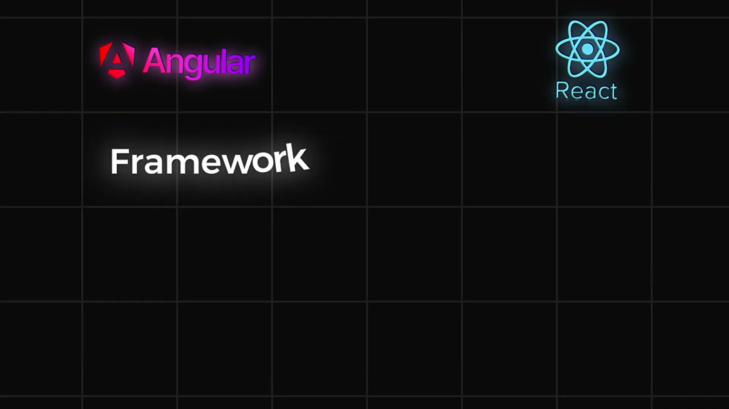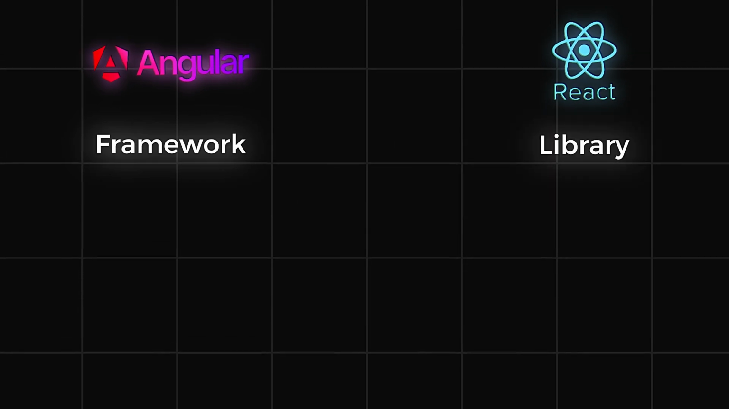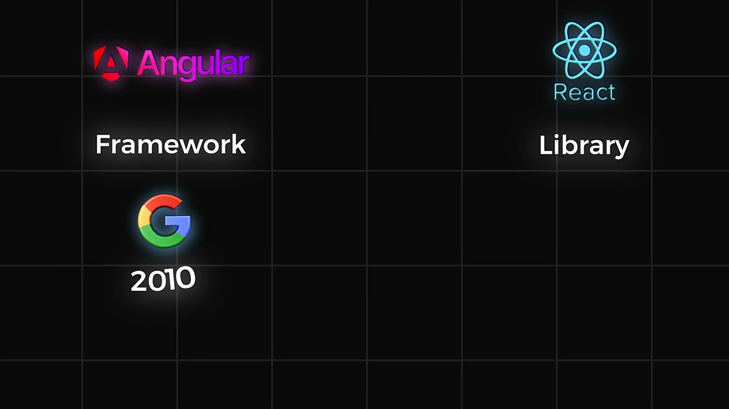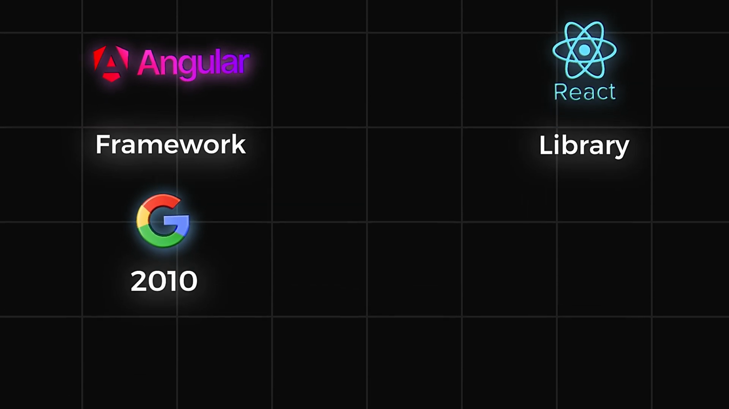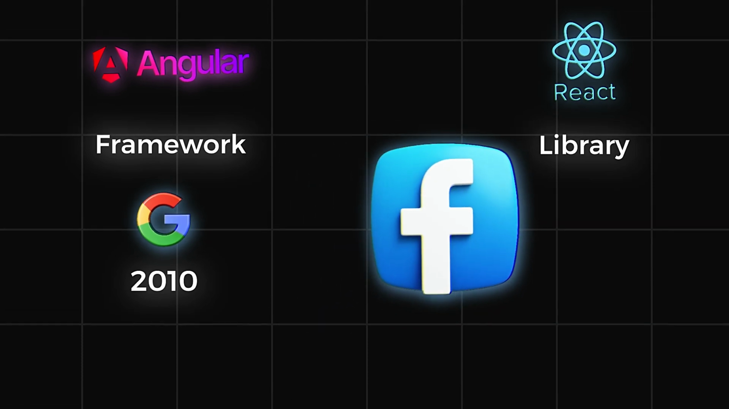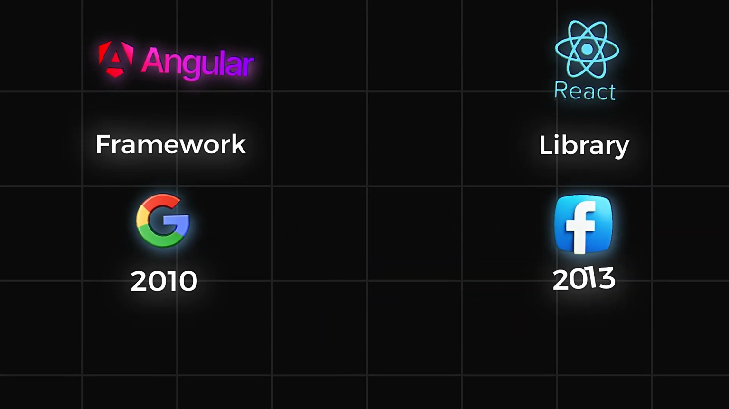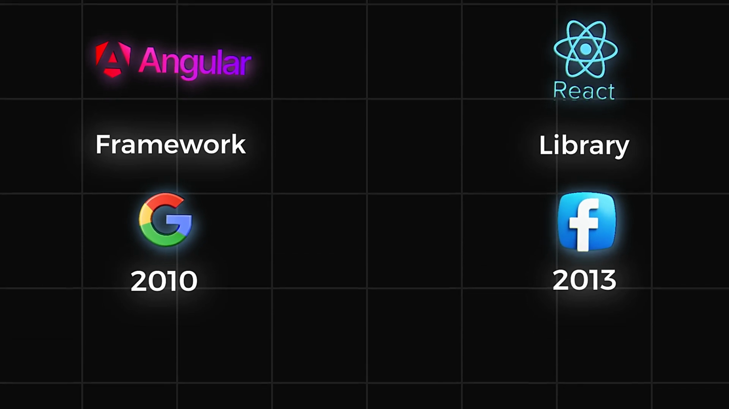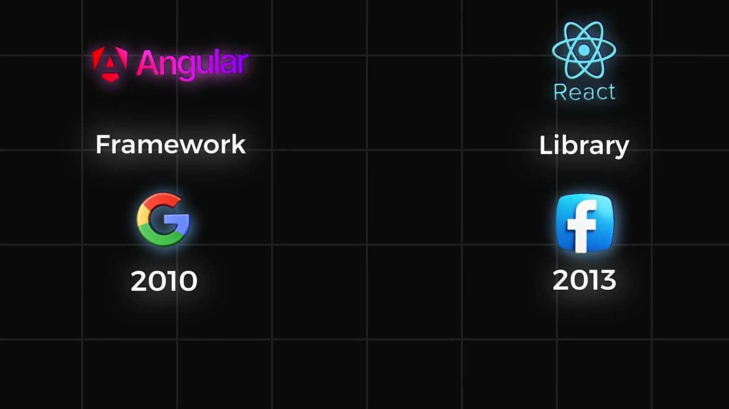Angular is a full-fledged framework while React is a library. Angular was developed by Google in 2010, making it one of the most established frameworks in the industry. React, on the other hand, was created by Facebook in 2013 and has since become the go-to choice for many developers. So, what does this mean for you?